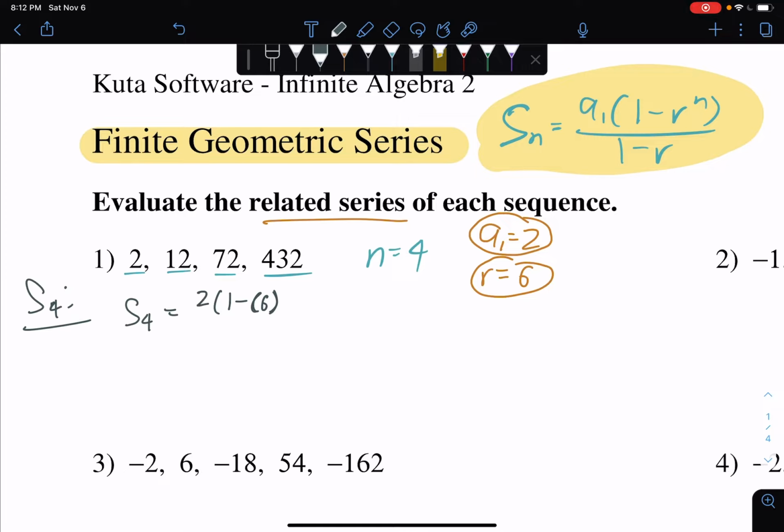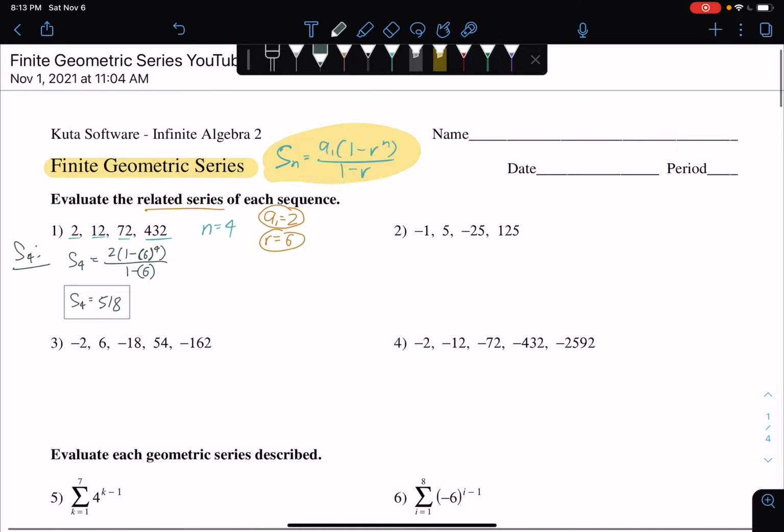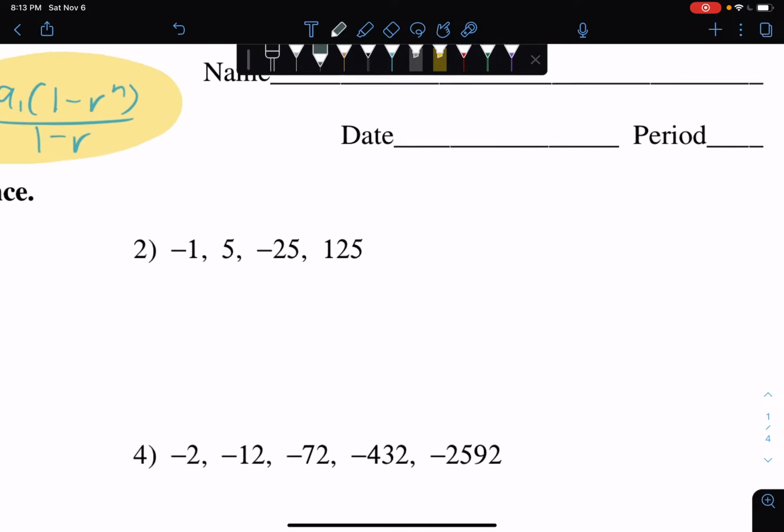Let's continue. Raised to n, our n is 4. So, divided by 1 minus r. Our r is 6. All right, in this case, let's place these numbers and terms in the calculator. And our answer would be 518. In terms of calculator, like I said before, it's better to use a scientific calculator rather than a basic one, for many strong reasons.